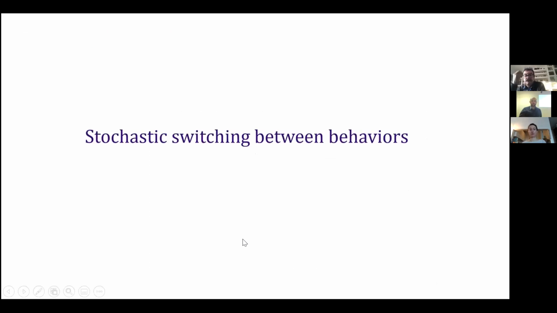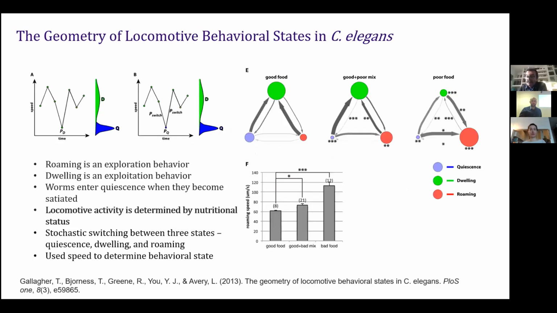So first, I'm going to talk about stochastic switching between different behaviors. This paper looks at the geometry of locomotive behavior in C. elegans. The main reason why C. elegans swim around is to find food. So there's this roaming behavior, an exploratory behavior, and dwelling, which is an exploitative behavior. Worms have to decide whether or not to eat the food in the food patch they're currently in, or maybe swim around, move on, and try to find a better food patch. And then once they've eaten a lot, they will enter this quiescence state once they're satiated.